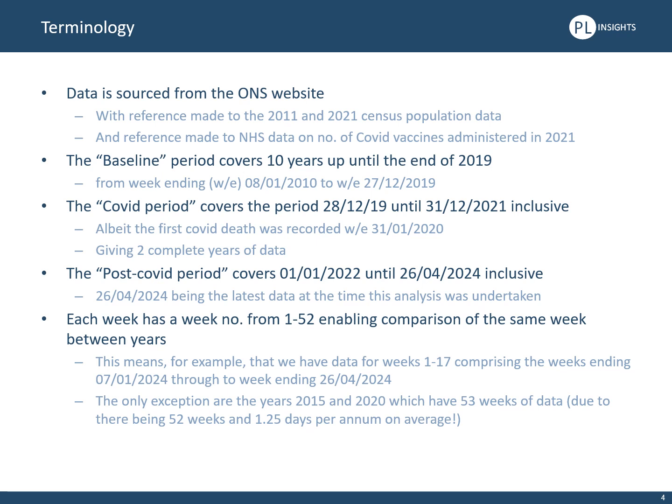The only exception to our 52 weeks years are 2015 and 2020. It's a fairly well-known convention in analysing this type of data, that occasionally you have 53-week years to cater for the fact that we actually have 52 weeks and 1¼ days on average per annum in a year, adding up to 365.